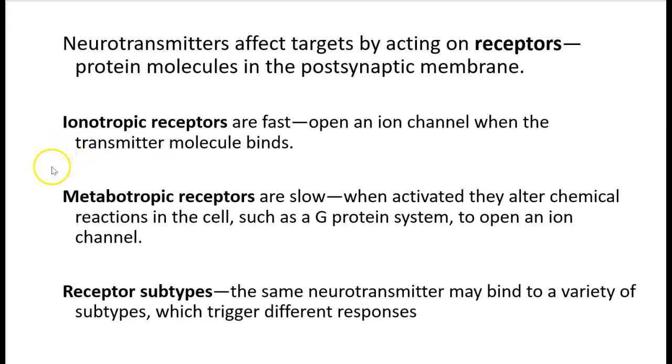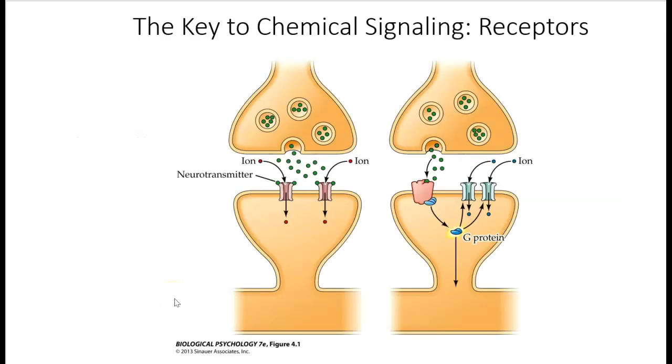So we have two types: ionotropic, fast ones, which open ion channels, and metabotropic, slower, activating G protein systems, which then can do a variety of things. And then, as many of you are going to see very soon, certain neurotransmitters have certain receptors that are called receptor subtypes. We'll see some examples coming up. Already talked about this. I elaborated a little more than this picture is showing.